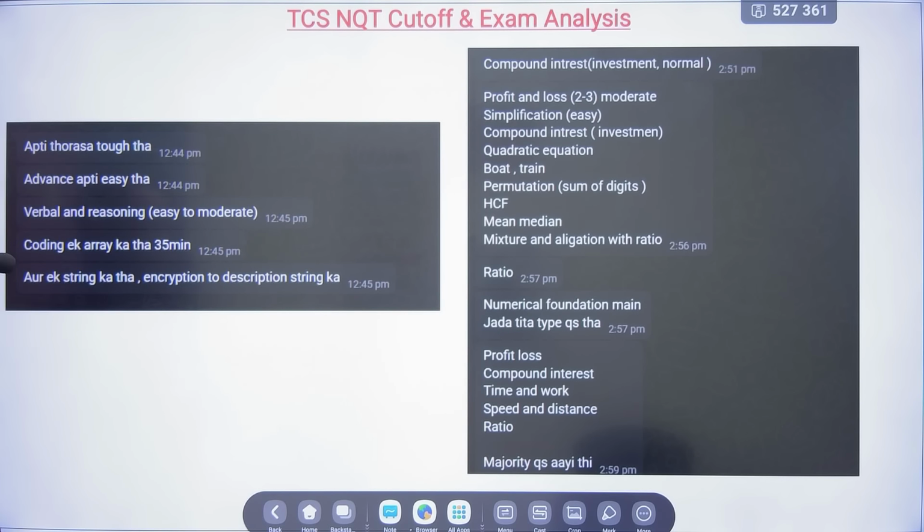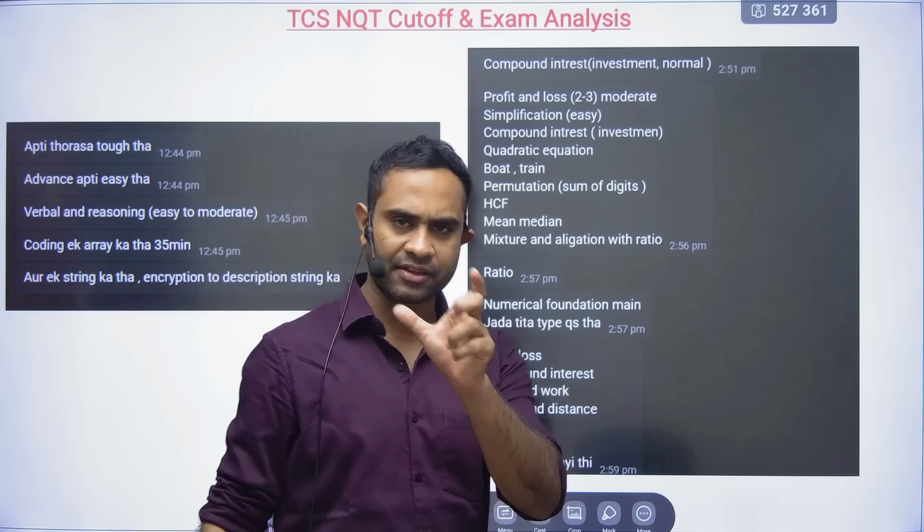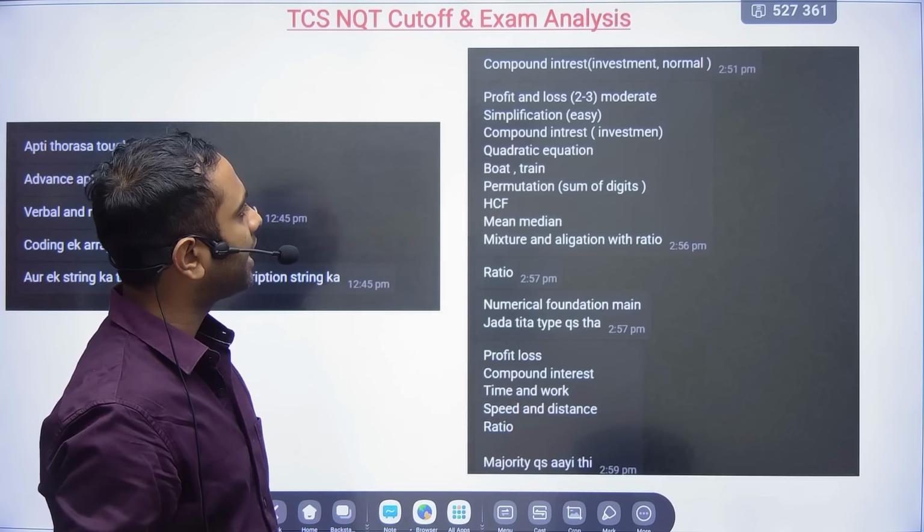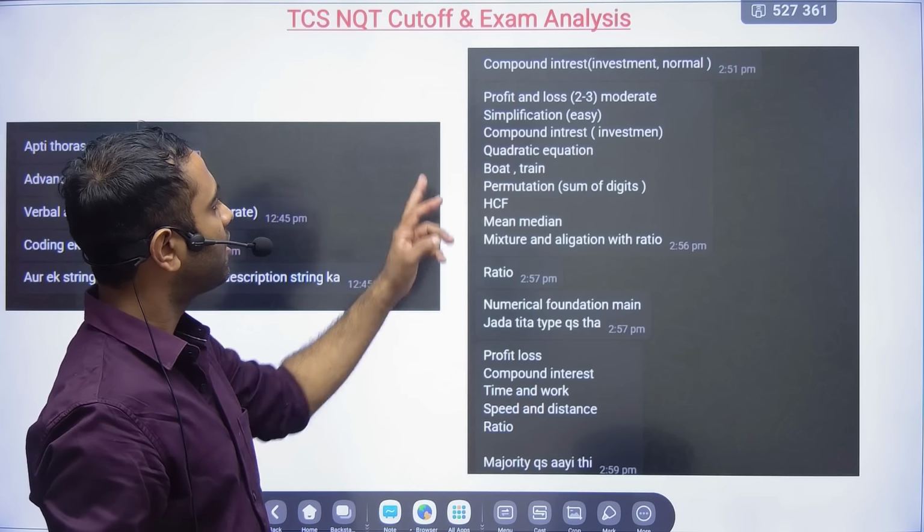This is another person I sent. Advanced aptitude was easy. Verbal and reasoning easy to moderate. Coding, one array question and one string question, encryption to decryption of a string. Friends, as soon as we get this coding question, we will share with you. Compound interest, investment, normal question, profit and loss.